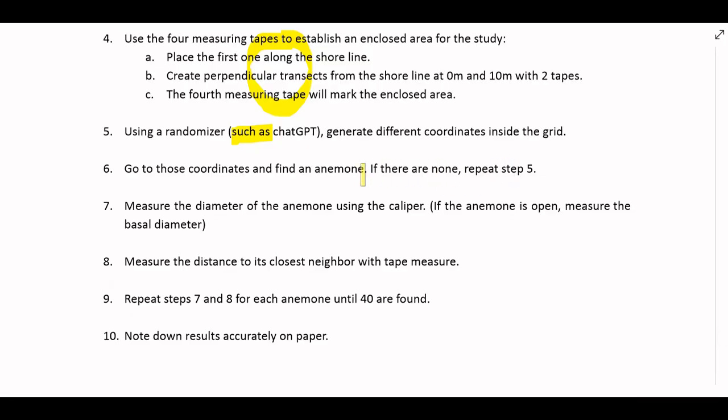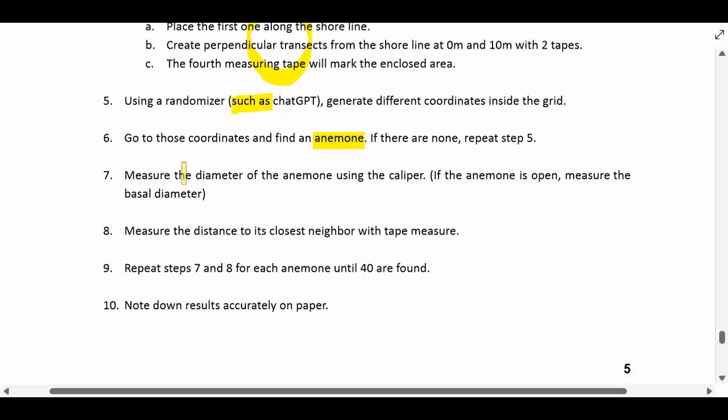If there was no anemone there, but there was one 5 centimetres away, would you use it? 10 centimetres? What distance would you go from that coordinate before you wouldn't accept the anemone and move on to the next site? This needs to be tidied up as well.